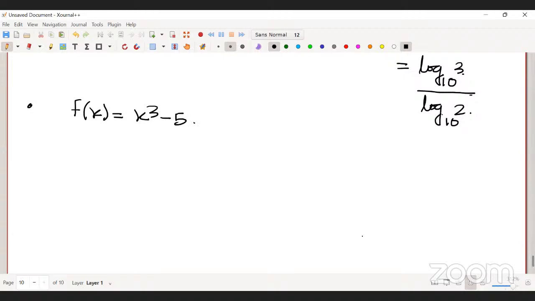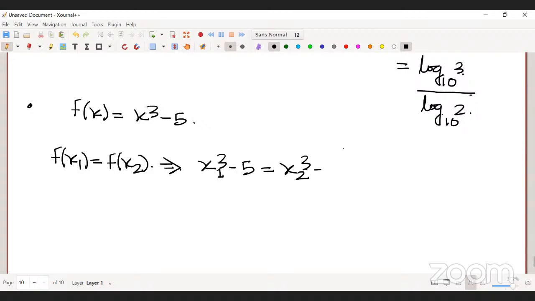Suppose this is a function f of x, right? The first thing is whether this function is one-one. Yes, sir, it is one-one. Correct. If you take f of x1 equal to f of x2, then x1 cube minus 5 equals x2 cube minus 5. The 5 gets cancelled, so we have x1 cube equal to x2 cube, which means x1 equals x2. Correct.